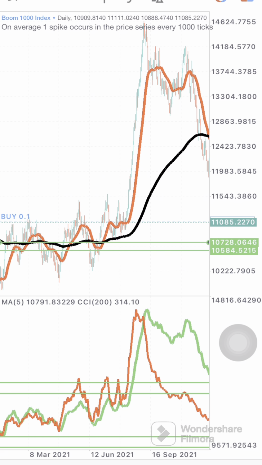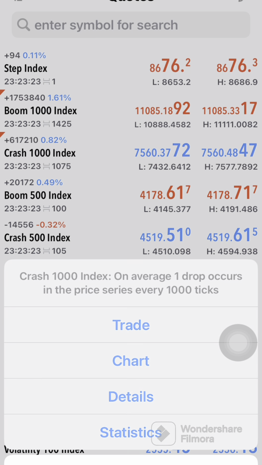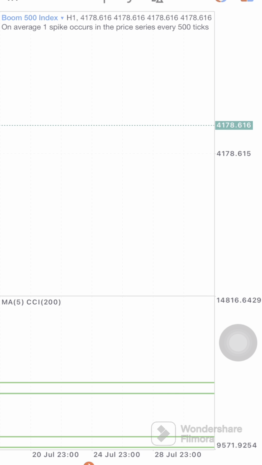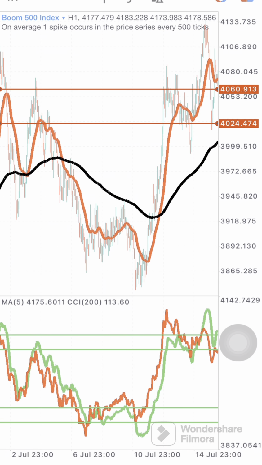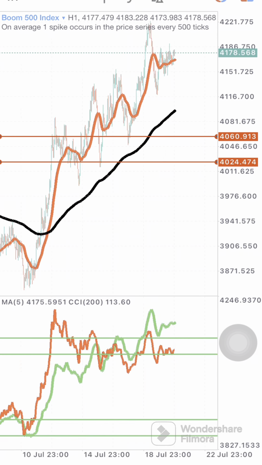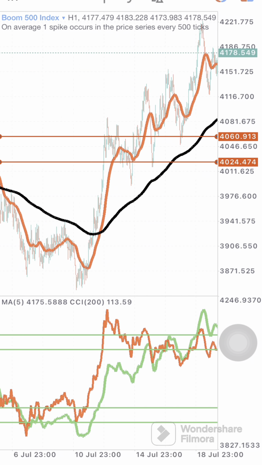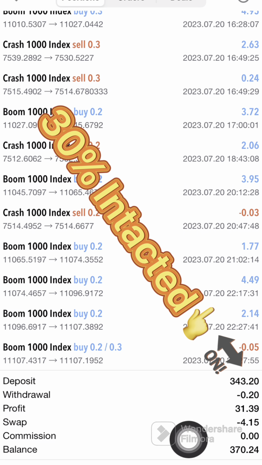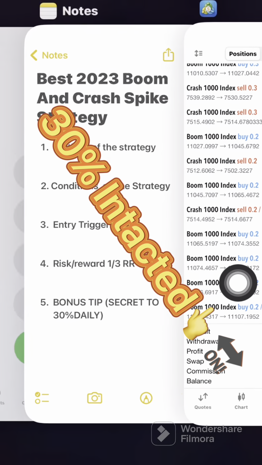This is another strategy that I'm back testing currently, and let me check with Boom 1000. I don't display my trades. You can see this is a nice strategy, a very nice strategy, so that you can have 30% of your trading account intact trading the Boom and Crash. So let's dive in now.